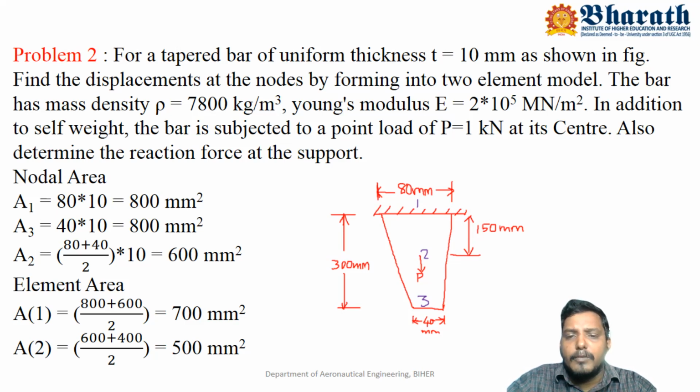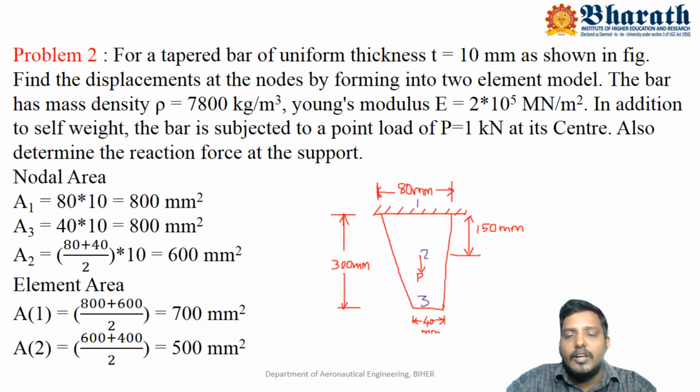Therefore, the given problem is a tapered bar problem. It means the cross section of the bar keeps varying with respect to distance. We derived the finite element equation for a bar having uniform cross section only. Therefore, we have to convert this tapered bar into a stepped bar. Then we have to calculate our nodal areas. Node 1 has a width of 80 millimeter and a thickness of 10 millimeter. The nodal area A1 is equal to 800 mm square.